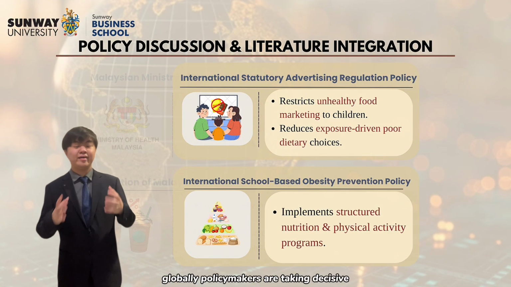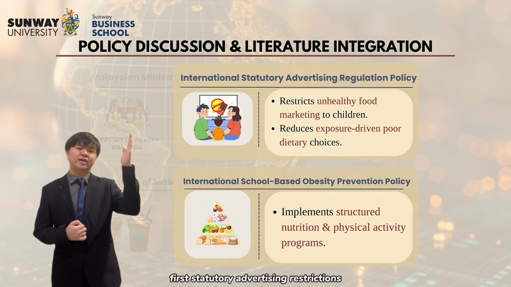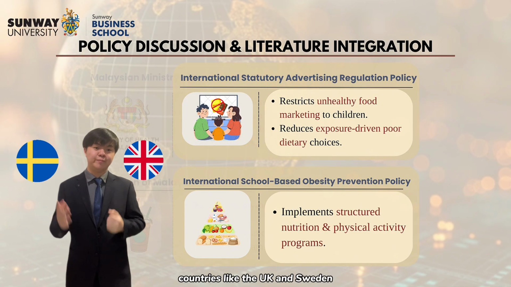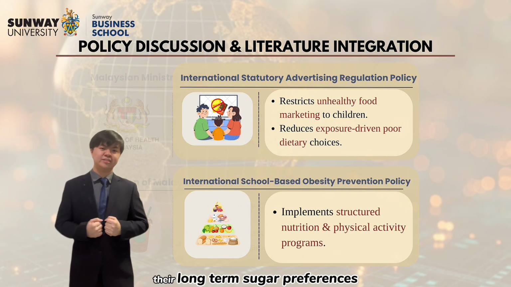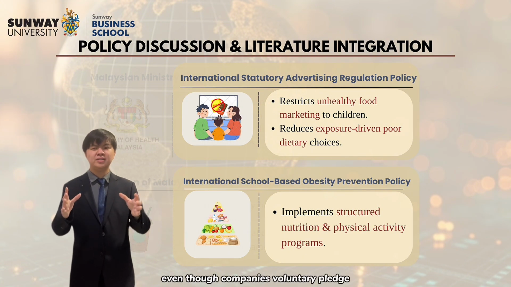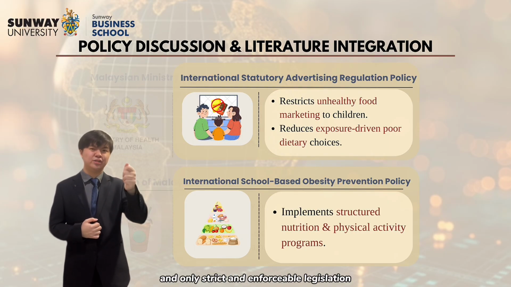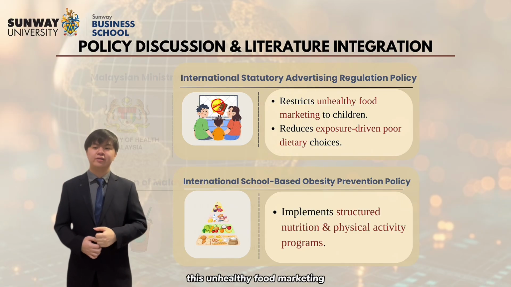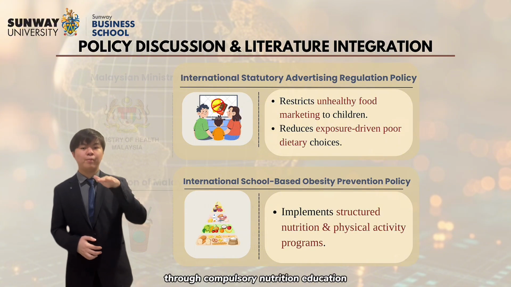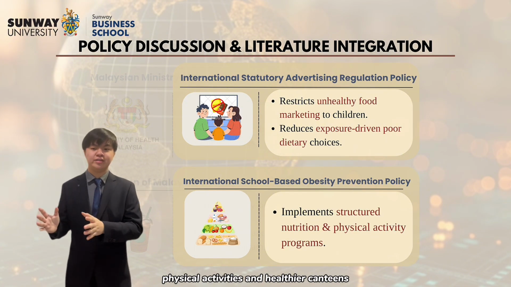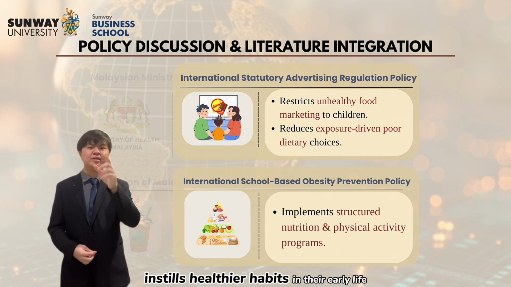Globally, policymakers are taking decisive actions to reshape sugary drink consumption patterns. First, statutory advertising restrictions. Countries like the UK and Sweden ban unhealthy food ads targeting children, and this reduces their long-term sugar preferences. Evidence shows that even though companies voluntarily pledge that they will stop, this often fails, and only strict and enforceable legislation meaningfully curbs this unhealthy food marketing. Likewise, school-based interventions create a domino effect through compulsory nutrition education, physical activities, and healthier canteens. This improves their BMI and ultimately instills healthier habits in their early life.